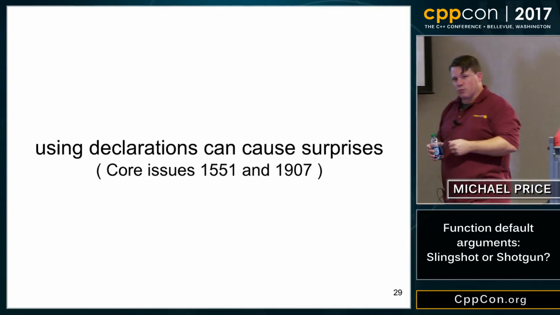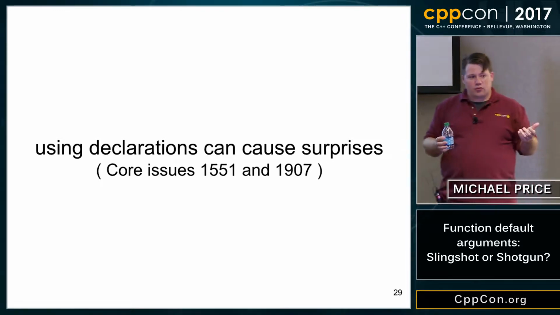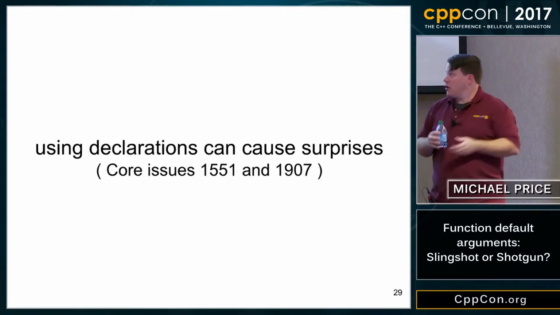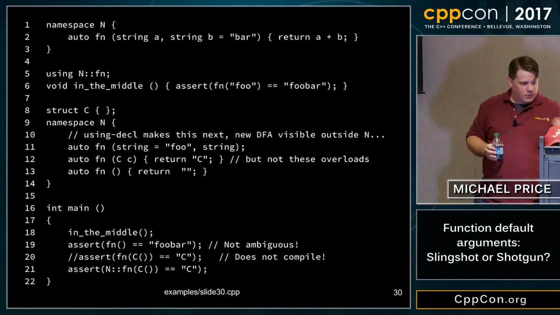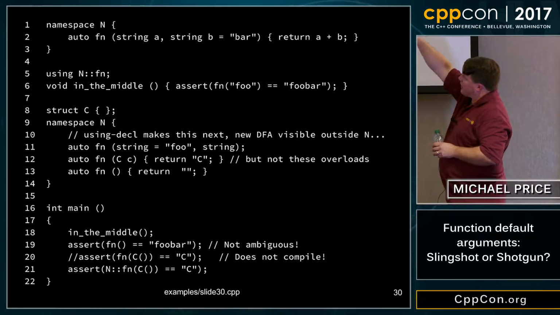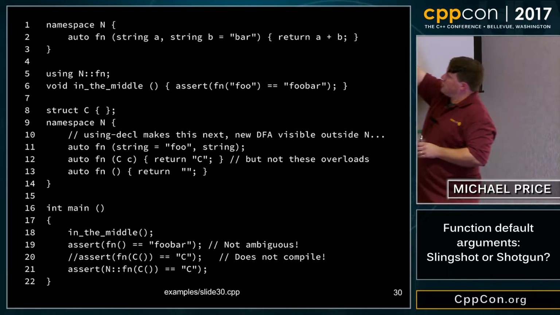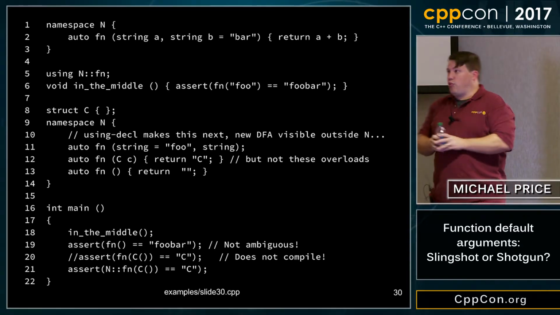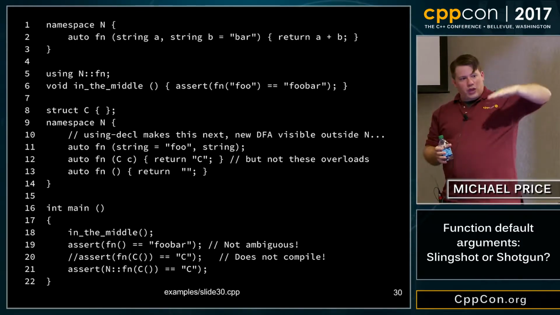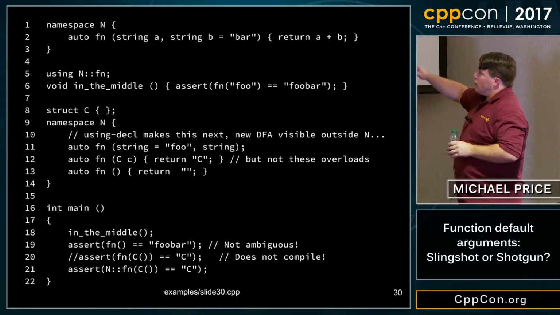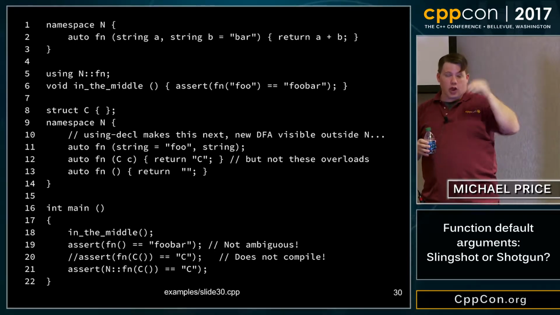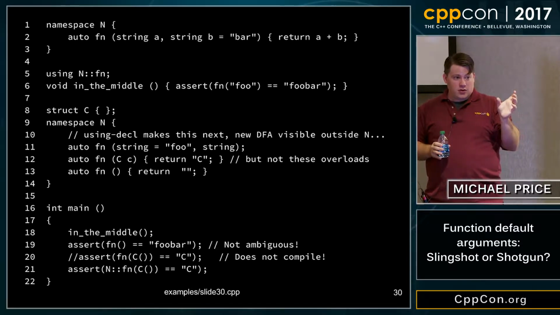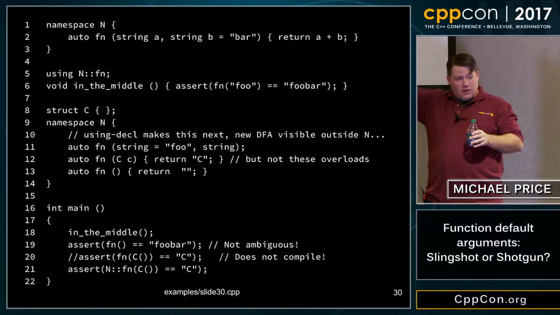Okay. Of course, it gets more complicated too. Using declarations, that's a way to pull names into a scope, right? It can cause more surprises. There are actually core issues in the standard committee for some of these things. So namespace n has a function that just concats two strings together. The second string is defaulted to bar. Okay. So then I say using n::fn, right? So at that point, the function n::fn is available in the global namespace just by the name fn. Okay? The thing to know there is that the using declaration only pulls into the scope you're in the signatures, the overloads, that are visible at that point. Okay? So if we declare more fn's somewhere, they're not going to be available in the global namespace.